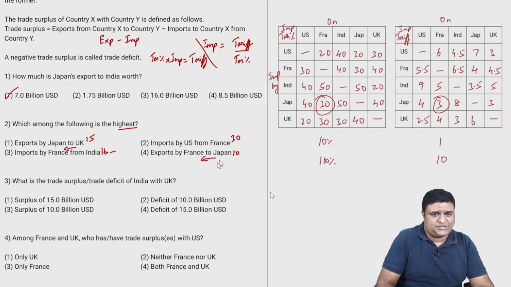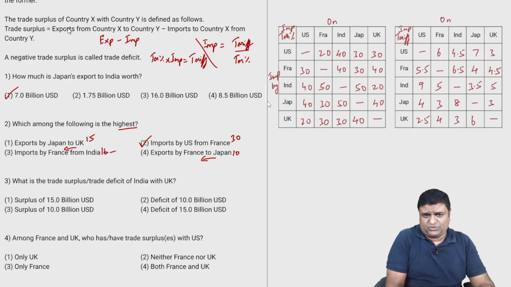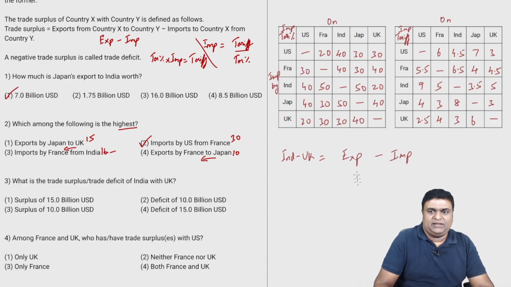I need to find the highest over here. What's the highest of these numbers? It's option 2. Now we move to question 3. What is the trade surplus or trade deficit of India with UK? What do we know as a trade surplus? Trade surplus is where exports minus imports. Now India with UK, I need to know exports of India with UK. I need to know the exports minus imports. Now very, very simple, right?